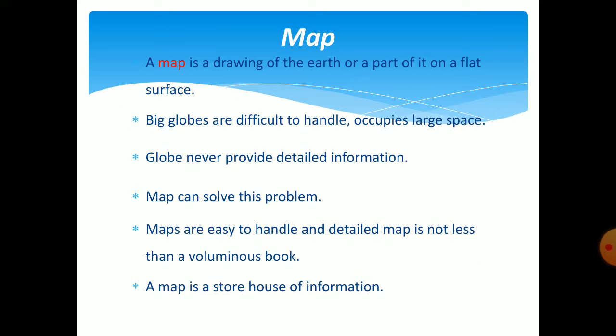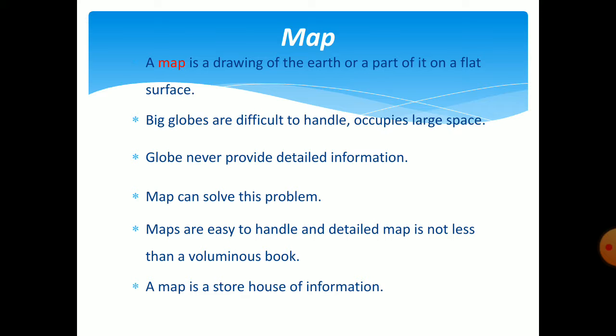What is a map? A map is a drawing of the earth or a part of it on a flat surface. The globe is spherical in shape. It is not possible to show each and everything on the globe. For that purpose, we use the map. And what is the map? It is a drawing of the earth or a part of it on the flat surface.